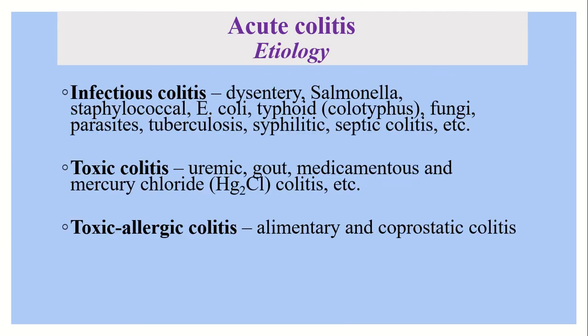The etiology of acute colitis: infectious colitis, during some infectious diseases, we meet the development of colitis in dysentery, salmonella, staphylococcal, Escherichia coli, typhoid, also fungi, parasites, tuberculosis, syphilitic, septic colitis, etc. Then toxic colitis, for example uremic, gut, medicamentose, and mercury chloride colitis, and toxic allergic colitis, as well as alimentary and coprostatic colitis.